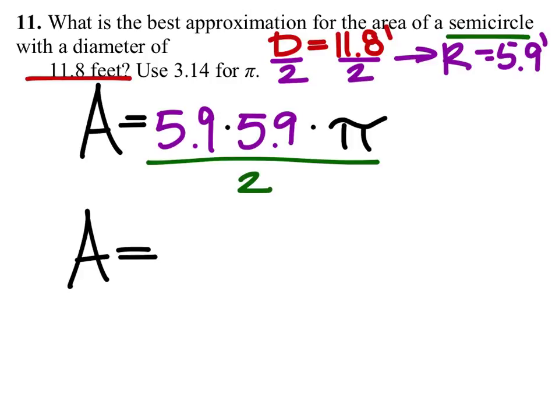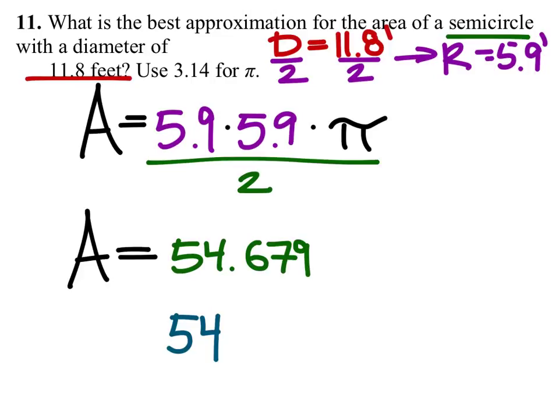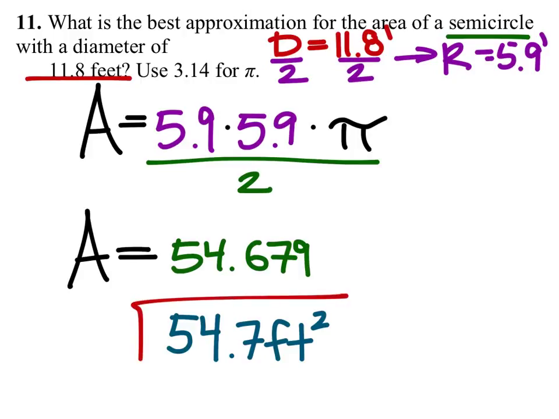plugging this into my calculator, gives me this, 54.679. I'll just round it to the tenth, 54.7. And that was in feet, so that will be feet squared. That is my answer.